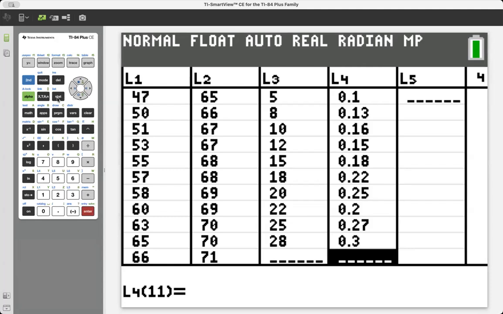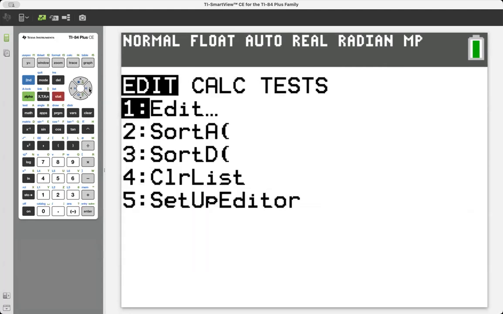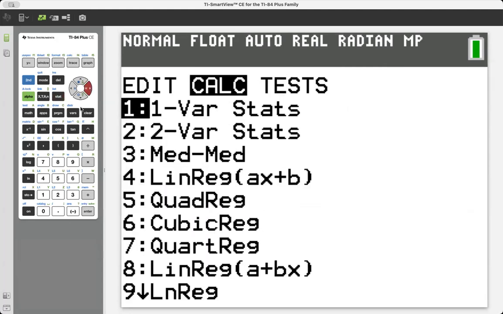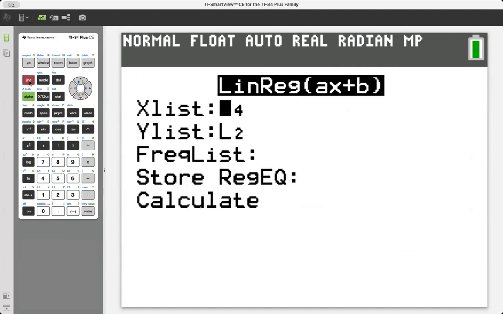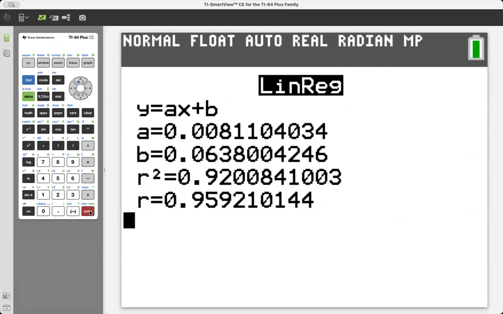Okay, the first thing I'm going to do is calculate the correlation coefficient to determine the strength of the relationship between hours of physical therapy and gait speed. Stat Calc number 4. My data is in L3 for the x values and L4 for the y values. Leave the rest blank and calculate. And my correlation coefficient is very strong, 0.9592.